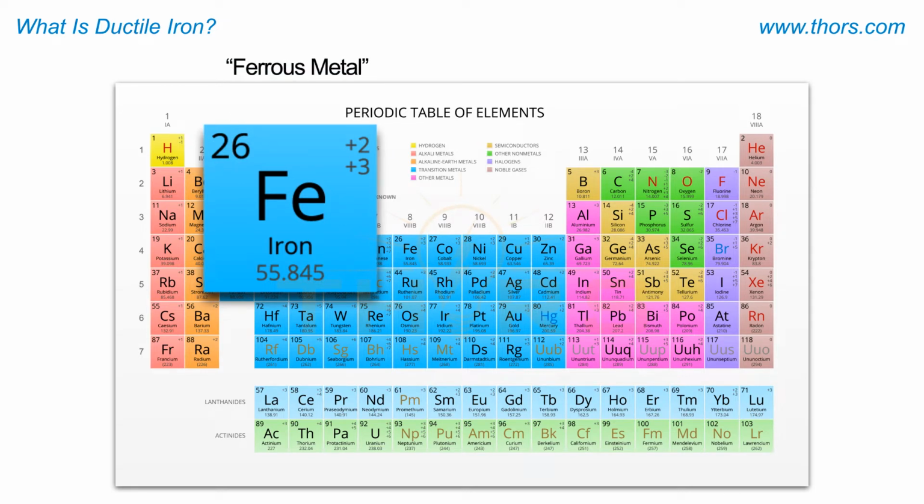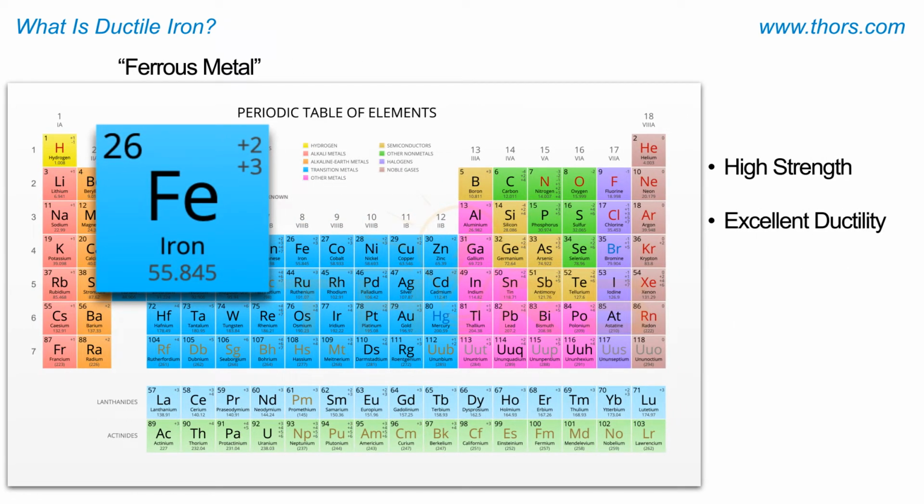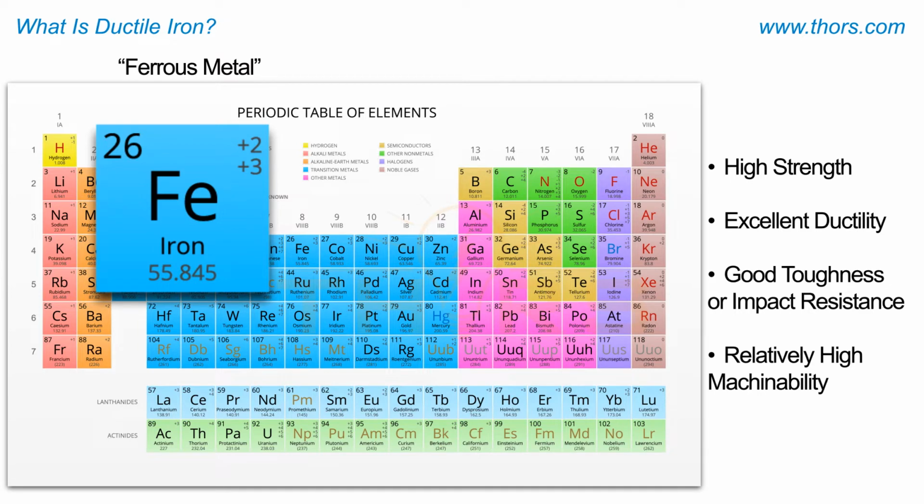Compared to other cast irons and metals, ductile iron is considered to have high strength, excellent ductility, and good toughness or impact resistance. In addition, ductile irons are considered to have relatively high machinability.